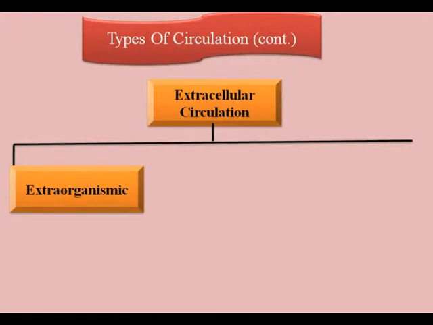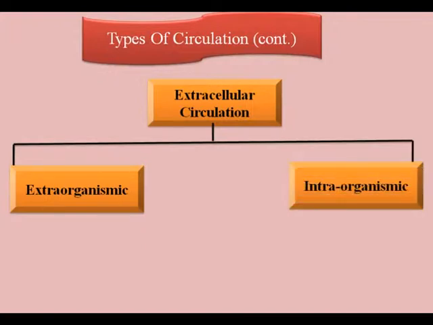So, in extraorganismic circulation, outside water circulates in the body of an organism. For example, canal system in porifera, water vascular system in echinoderms, etc.